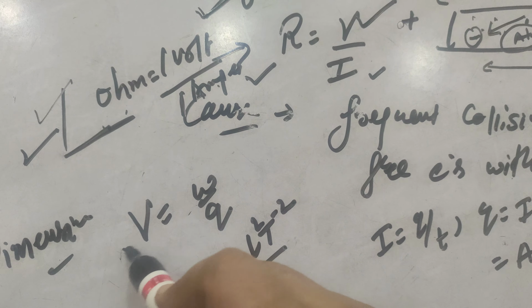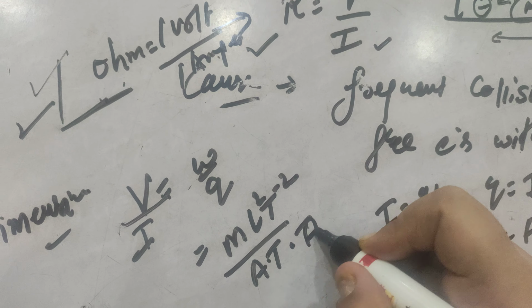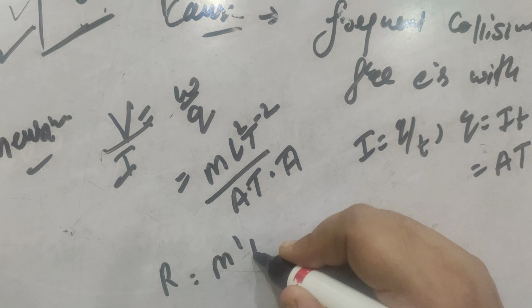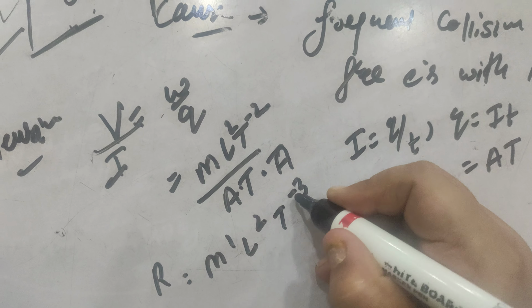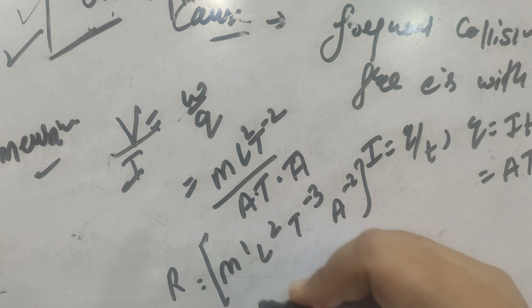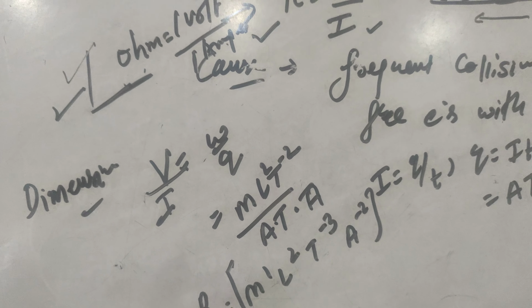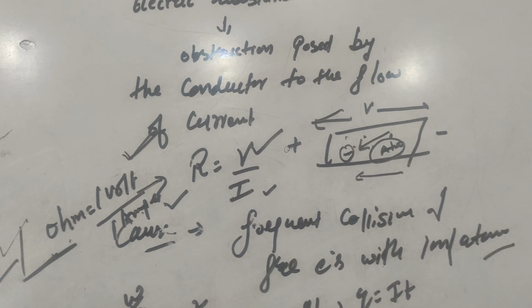Now we have to write V upon I. I is measured in A. So R is equal to M^1 L^2 T^-3 A^-2. So this is the dimension formula for the resistance. So we have studied the basic causes as well as the dimension formula for the resistance.